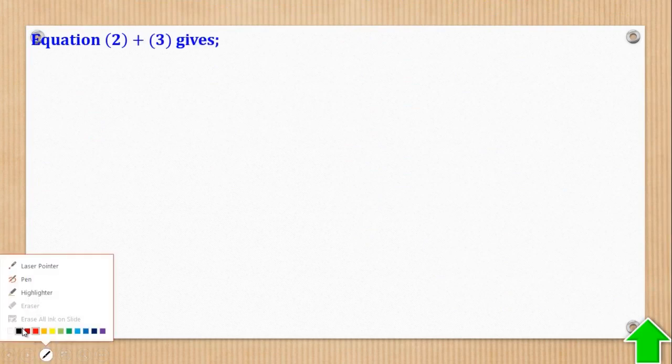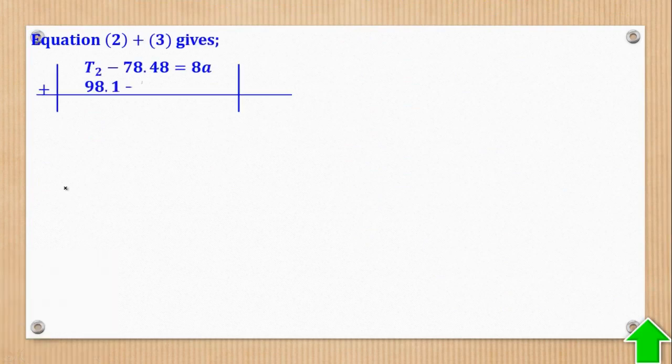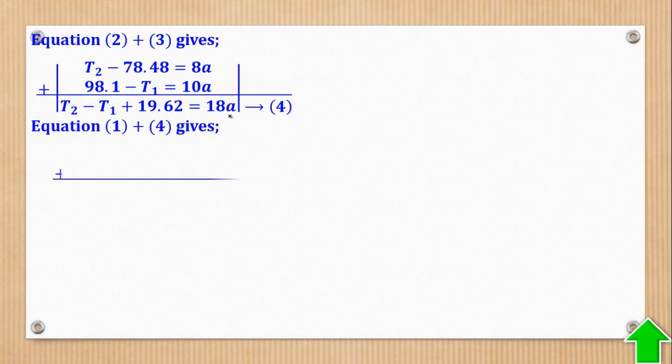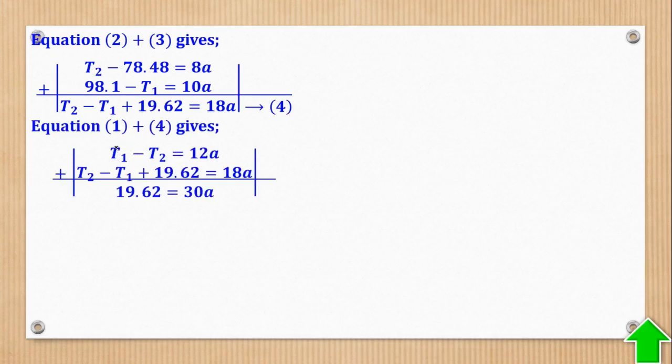Equation 2 plus equation 3 will give us that. This minus this gives you that, this plus this gives you that, and that will be equation 4. Then equation 1 plus equation 4 will give us that. This cancels with this, and this cancels with this, we remain with this here, and this plus this gives that. So in the end I can get the acceleration.